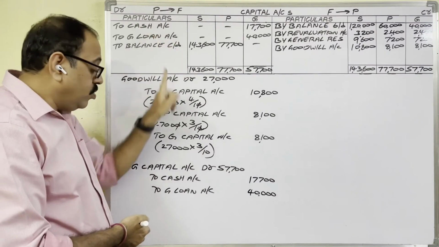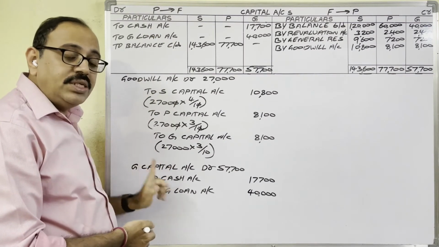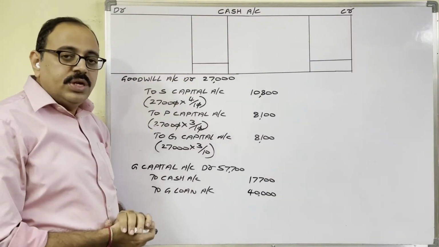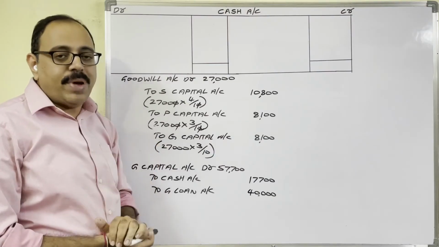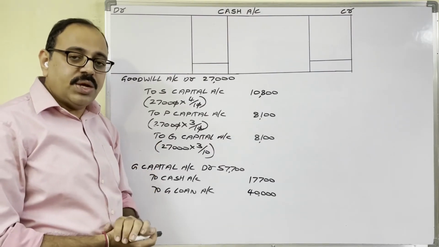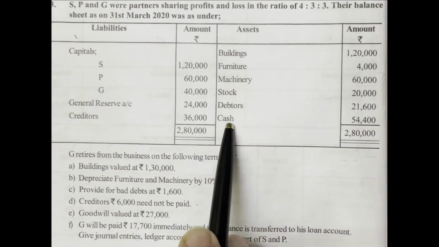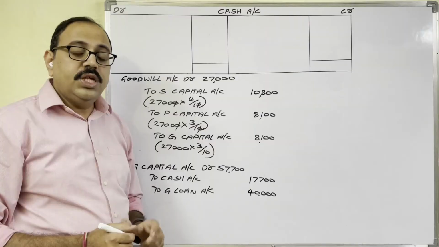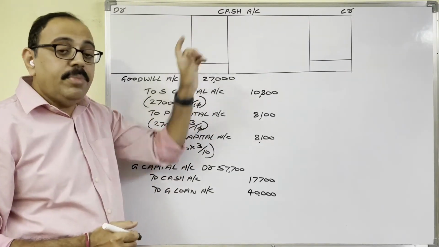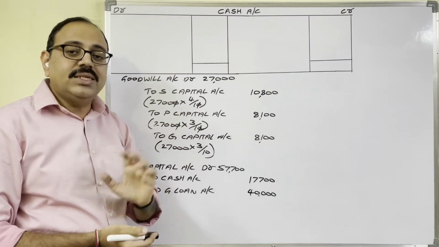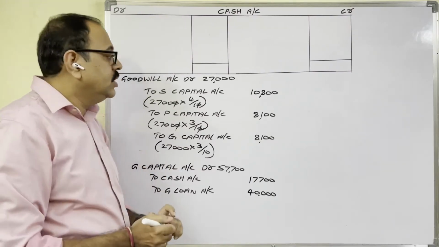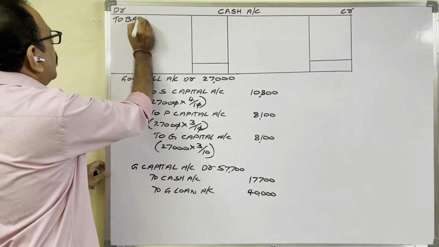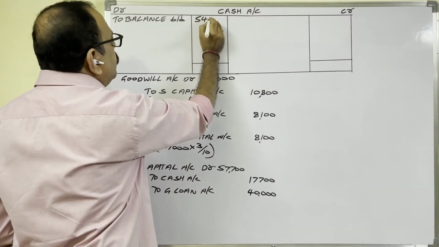Now let us see how this entry appears in cash account and G loan account. Cash account, particulars, amount. We should start cash account with the opening balance. From where we should take this amount? Asset side, cash balance 54,400 is given. This amount we should show here. This opening cash balance we should show on debit side because cash is an asset. Asset shows a debit balance. Therefore, write down on debit side: to balance brought down 54,400.